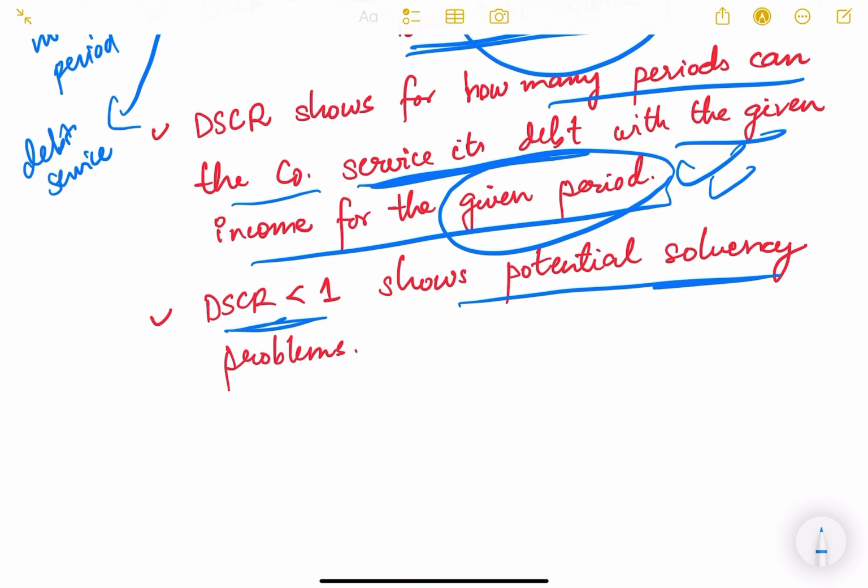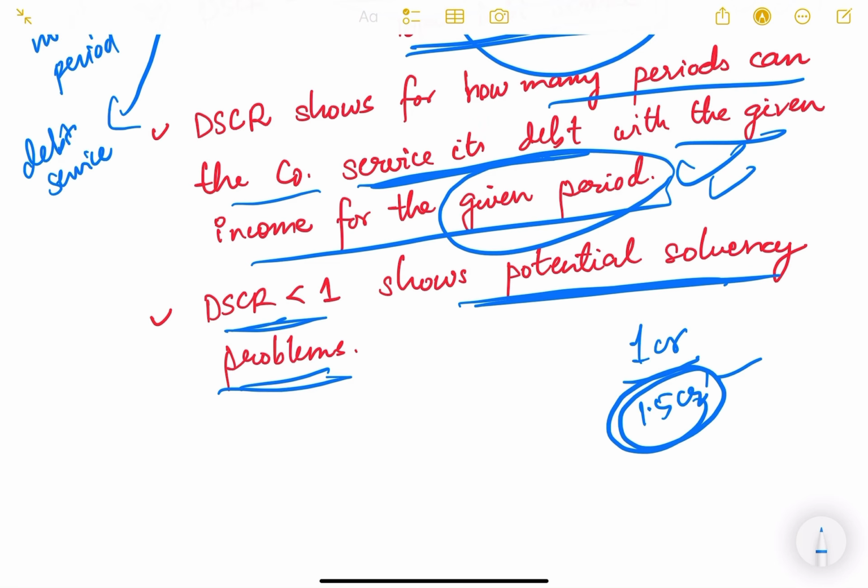It shows a potential solvency problem. If DSCR is less than 1, it means that, for example, if your net operating income for a given year is say 1 crore rupees, but you have to pay back say 1.5 crore rupees, that means you will not be able to pay your debt for that year. So it has a solvency issue.